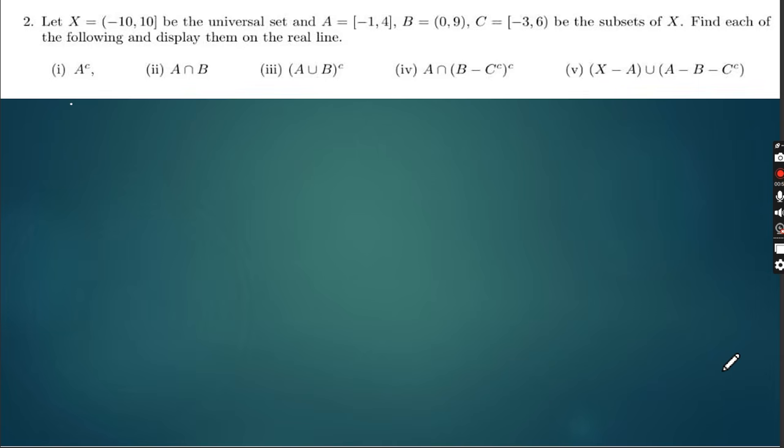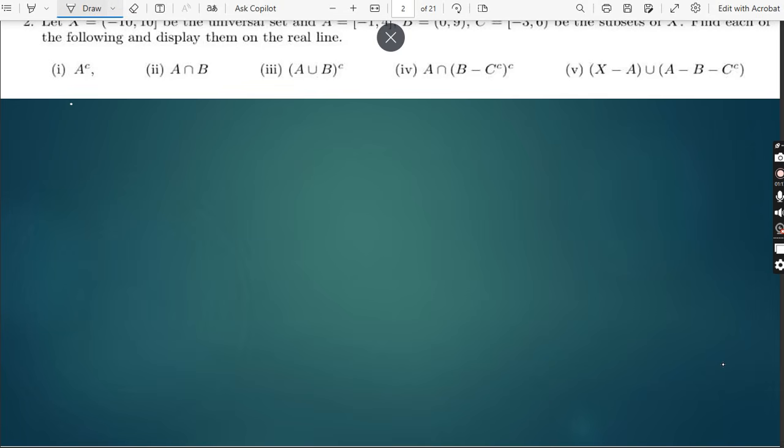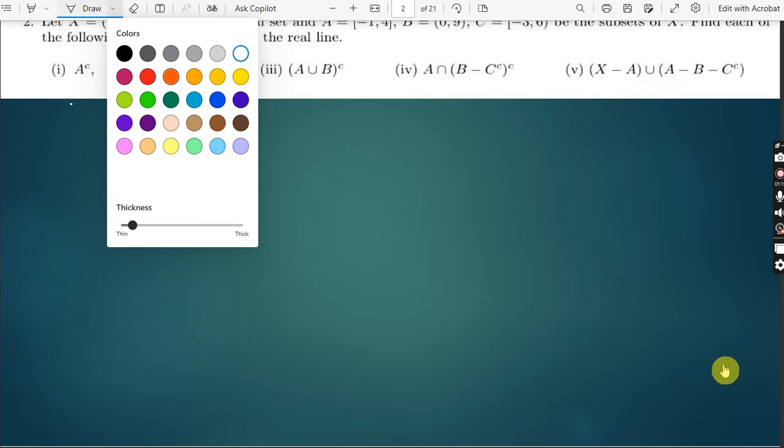So the question is, let the universal set be x equal to (-10, 10], and let A equal (-1, 4], B equal [0, 9), C equal (-3, 6] be subsets of x. Find each of the following and display them on the number line. Before I do anything here, I want to explain the brackets you are seeing in the question.